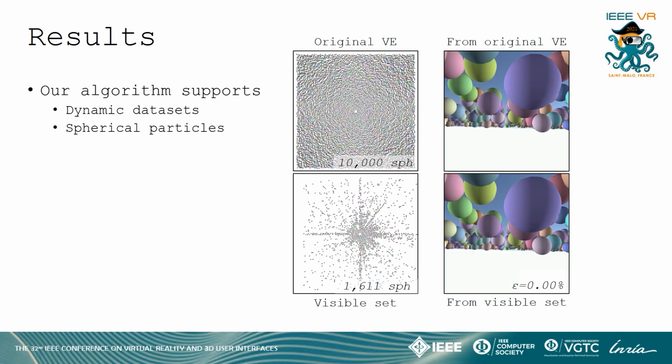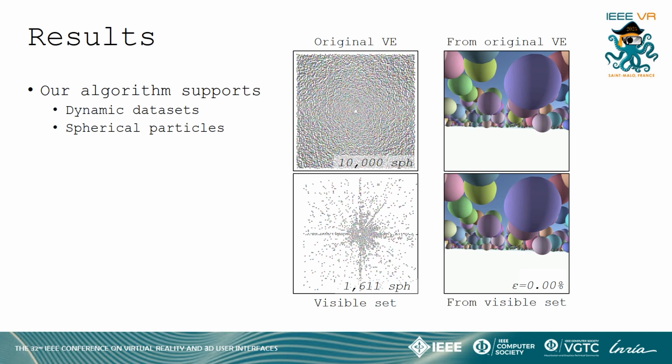Our algorithm also supports dynamic data sets, with each vertex in a virtual environment moving independently, and it also supports spherical particles, which prevents having to pay the cost of increasing the number of geometric primitives from the number of particles to the number of triangles through tessellation. So if you take every sphere and you tessellate it with 20 triangles, then you multiply by 20 the number of geometric primitives, the number of spheres, to obtain the number of triangles. So our algorithm works directly with these spherical particles.